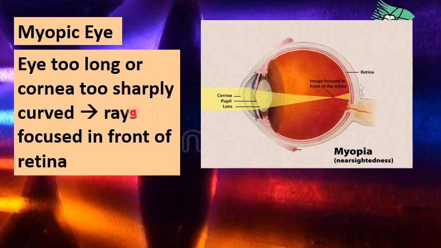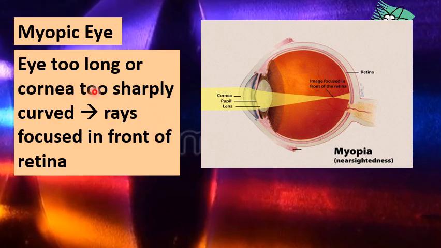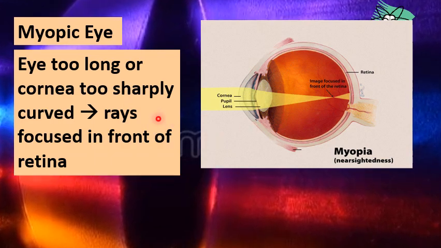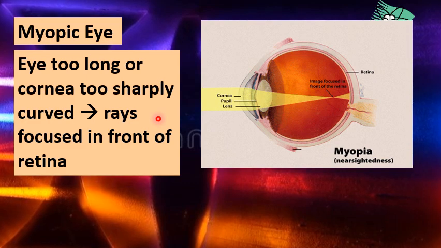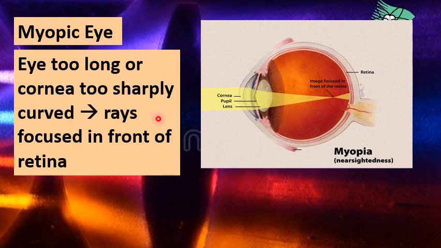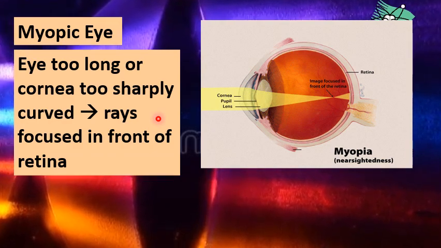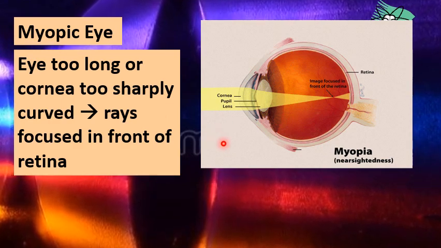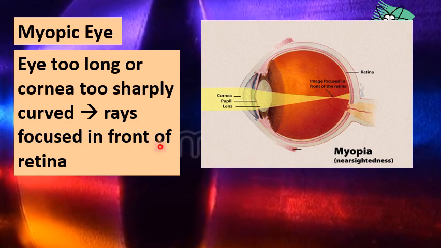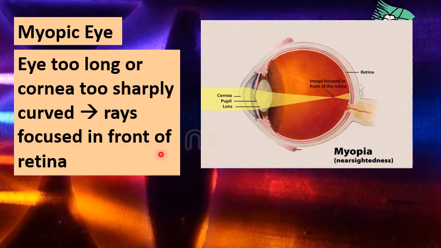A person who is myopic or has a myopic eye is said to be nearsighted. These are people who cannot see distant objects. So, in just a short while, we will explain how this vision defect can be corrected.